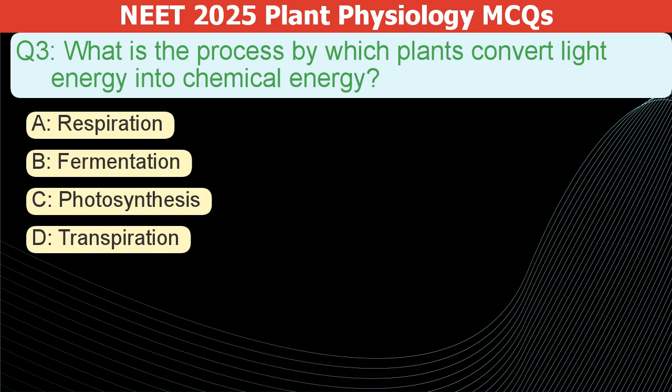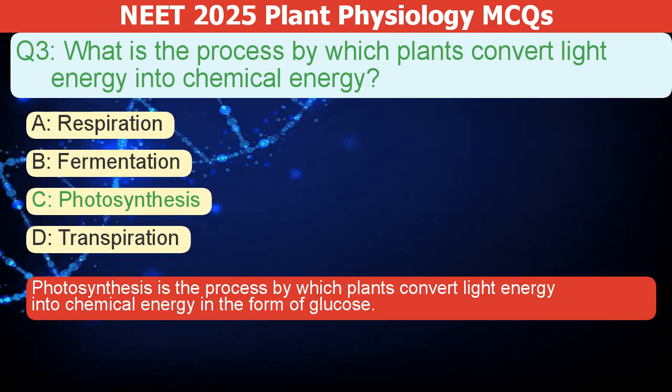What is the process by which plants convert light energy into chemical energy? A. Respiration. B. Fermentation. C. Photosynthesis. D. Transpiration. The correct answer is C. Photosynthesis is the process by which plants convert light energy into chemical energy in the form of glucose.